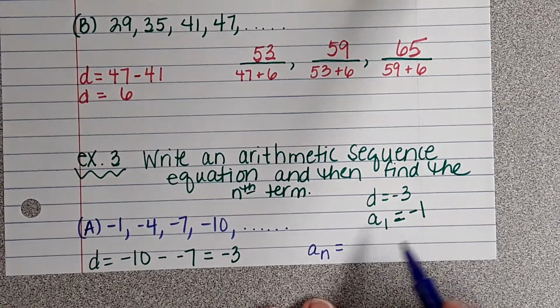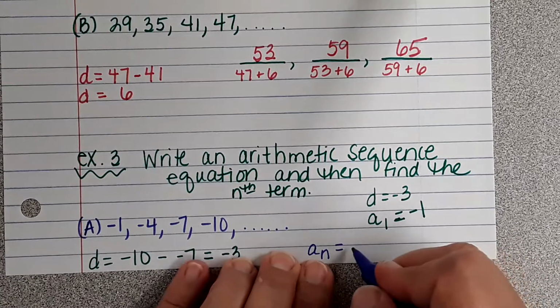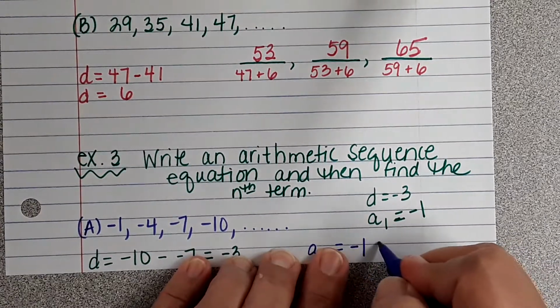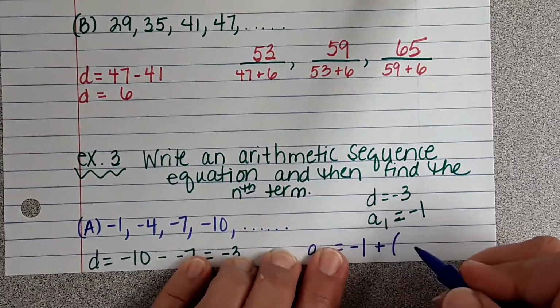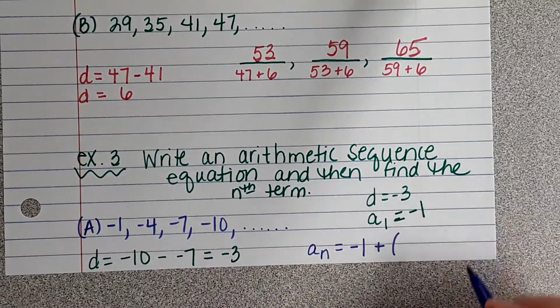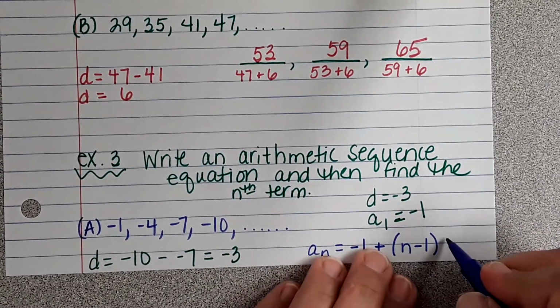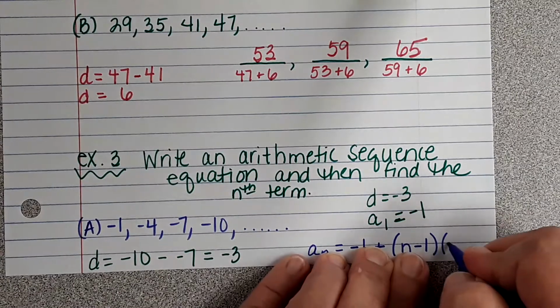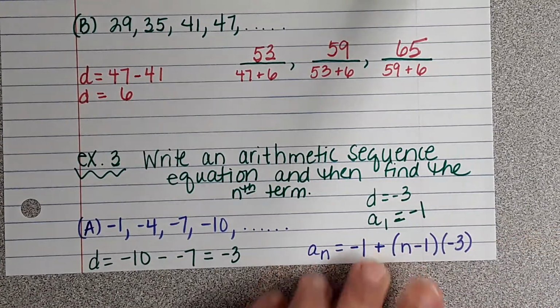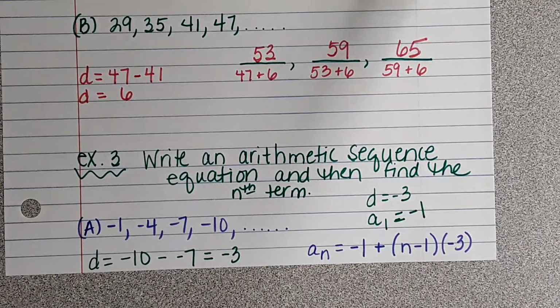Now, what is the first term? Our first term is -1 plus, inside, you guys, it's always n minus 1. And then we're going to write our common difference, which is -3. If your common difference is negative, you really need to put it in parentheses. Because if you don't and you put it behind the parentheses, it looks like minus 3 instead of times -3. So times -3. So that's the equation.